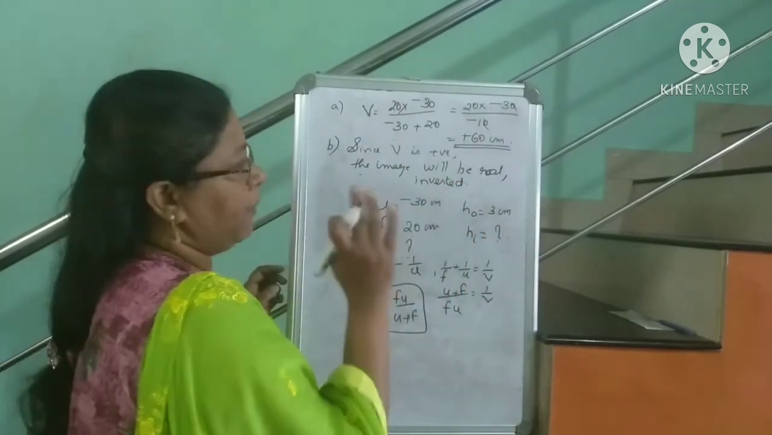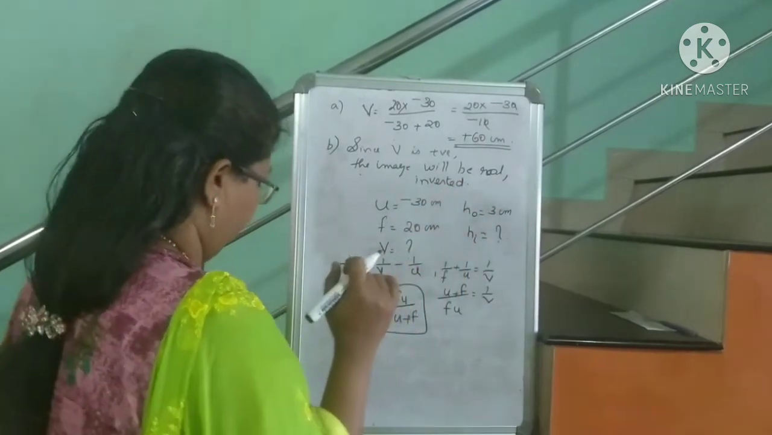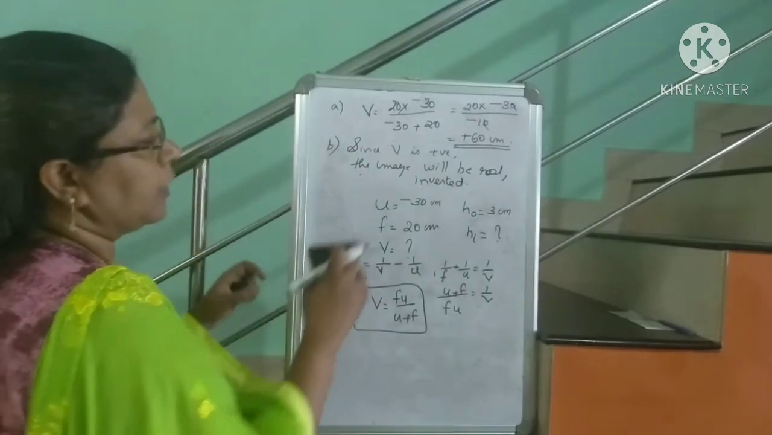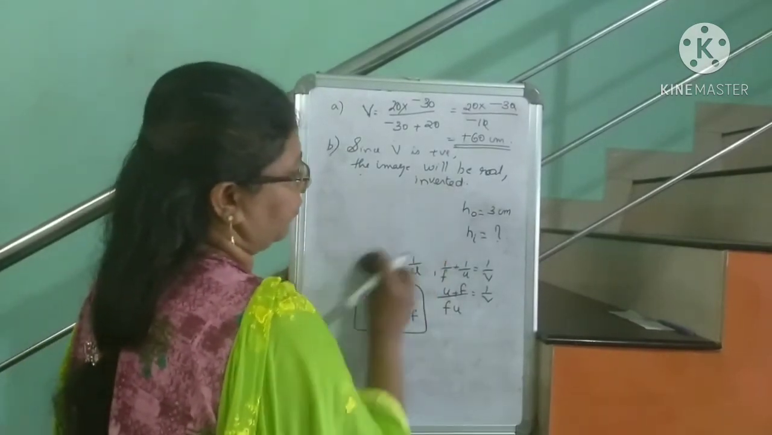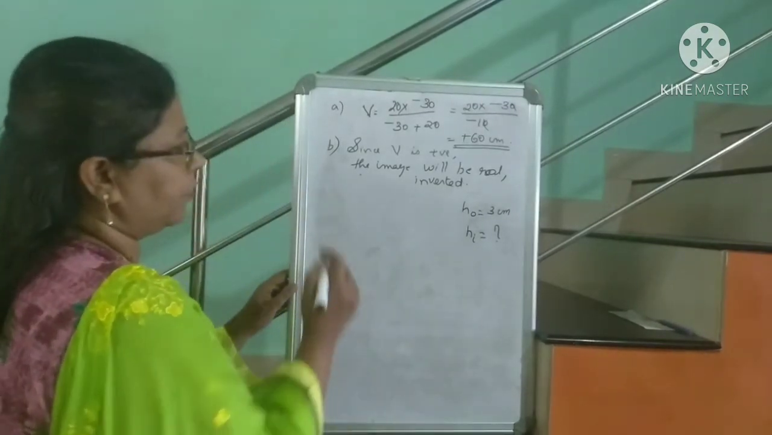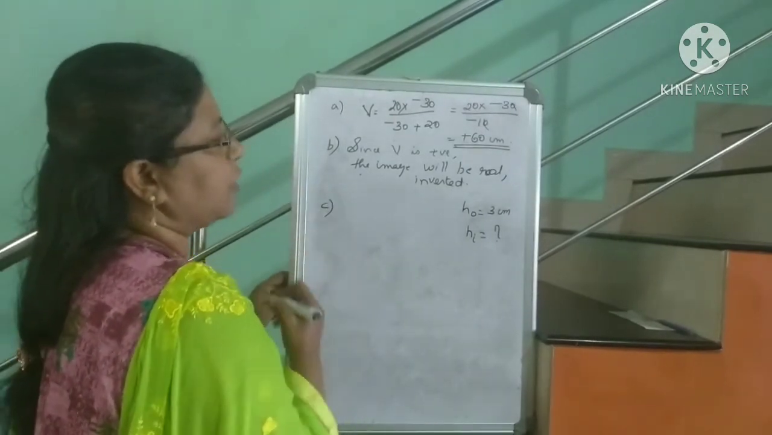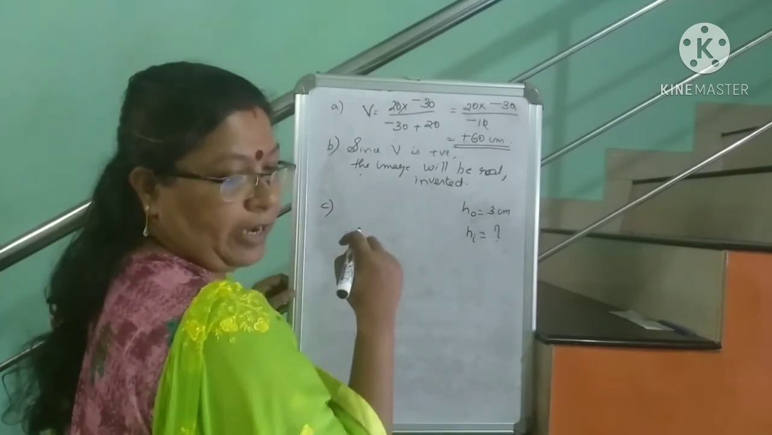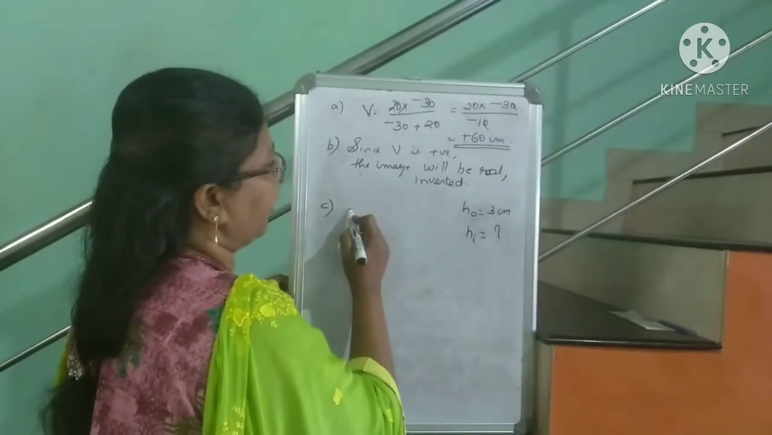So the image will be real and inverted. Now we will move on to the C portion. What is the C portion? The C portion is where you have to find out the height of the image. So how do you find out the height?